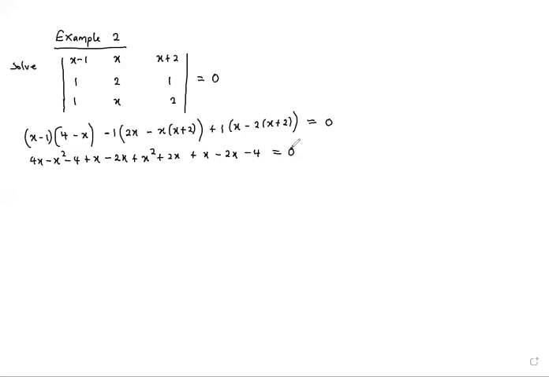Let's see which ones are canceling out. This 2x and this minus 2x. And then this x and this x cancel with this negative 2x. And then this x squared and this x squared will cancel. So we're going to have 4x, negative 4 minus 4 gives us negative 8, is equal to 0. Divide by 4, divide by 4. We have x minus 2 is equal to 0, so that x is equal to 2. So we have found the value of x.